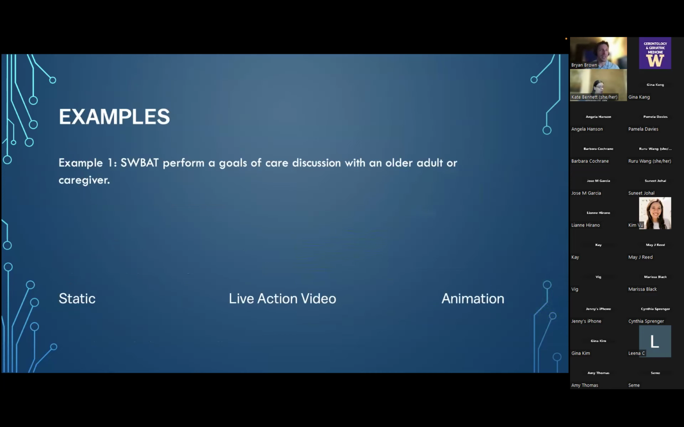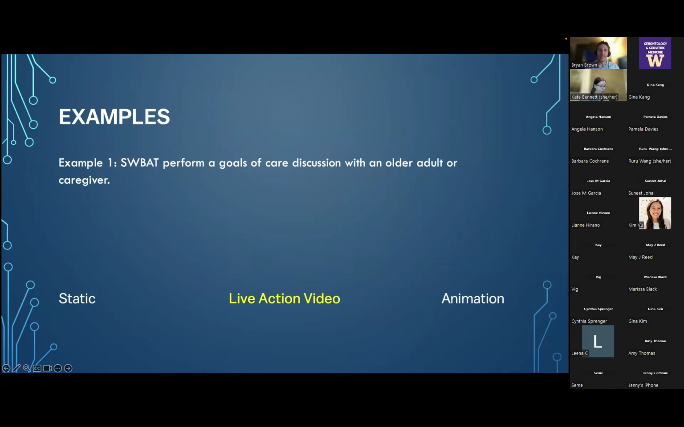Okay, so here's where I need participation. If the objective is students will be able to perform a goals of care discussion with an older adult or caregiver, and you had to do this project, would you use static images, live action video, or animation to teach them? Great, I like the abbreviation, it's nice. Live action video, yeah, I agree, right?